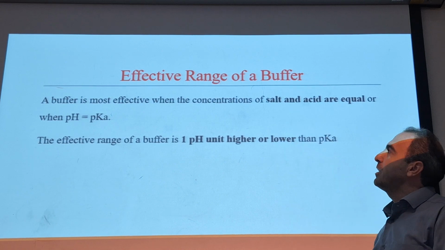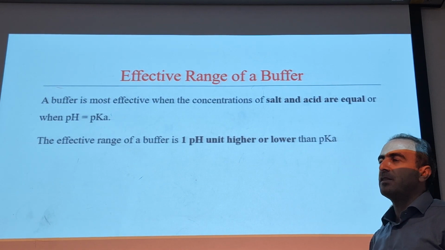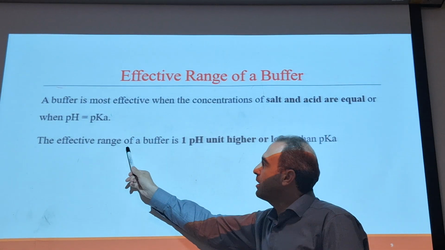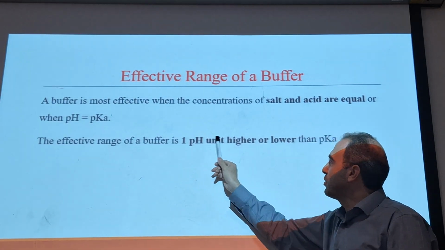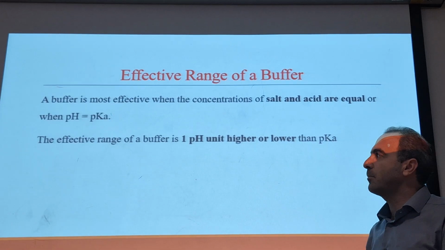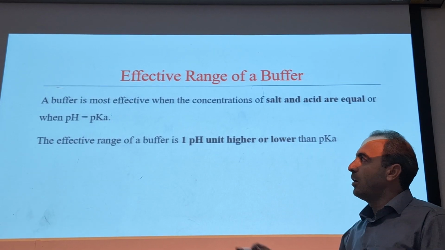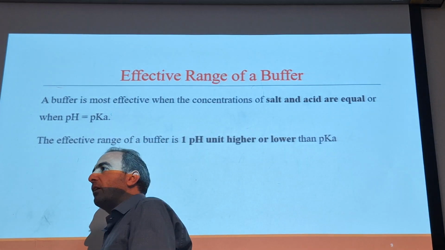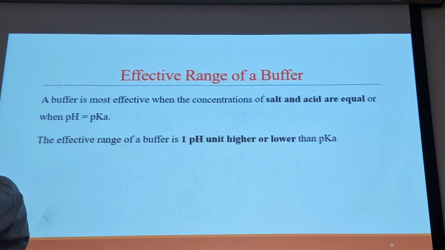Related to the effective range of action of a buffer, it works for both positive and negative directions. Actually, the effective range of a buffer is 1 pH unit higher or lower than the pKa. When pH is equal to pKa, this buffer has the highest capacity to prevent changes in the pH.